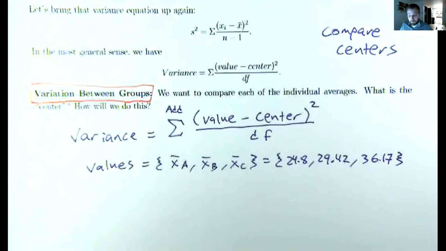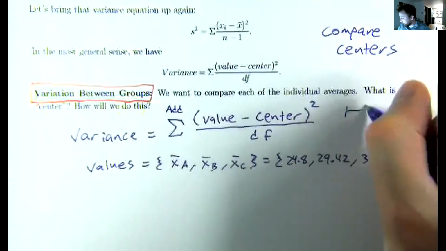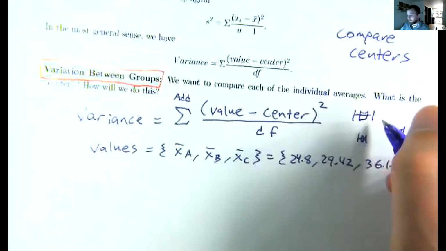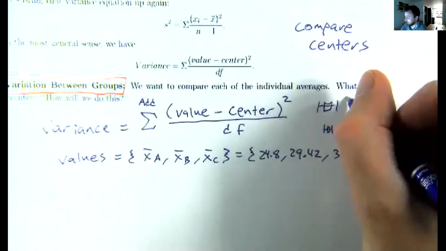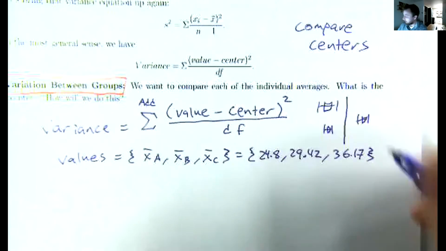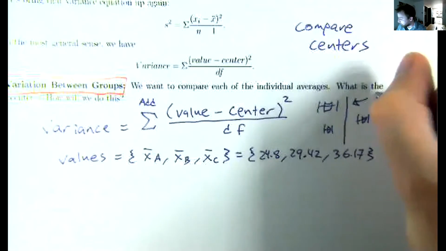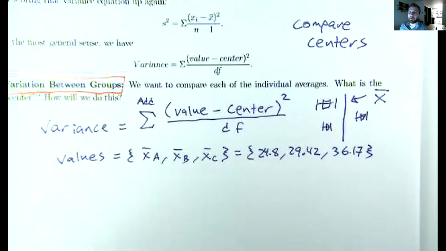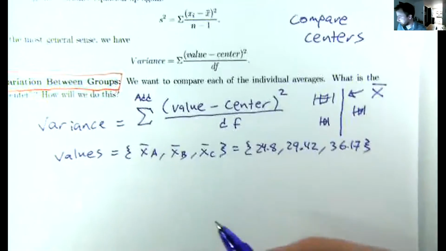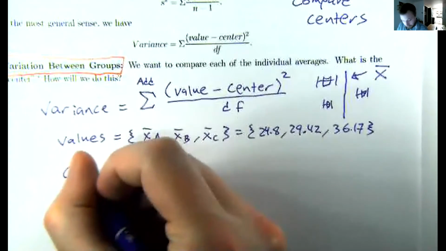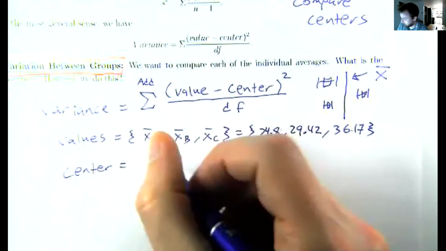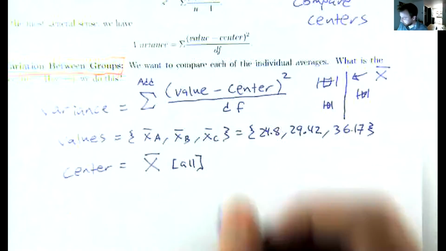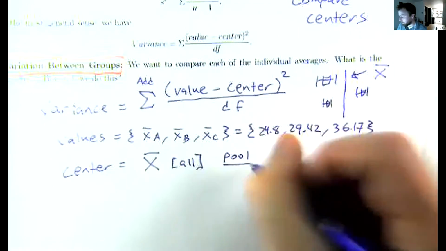I need something to compare these to. And when I was drawing these pictures, I had all these different centers that I was comparing. And the thing I wanted to compare them to was this line that went through everything. That line that went through everything was my capital X bar. It was the average of my values. In some ways, this is kind of the average of my averages. So for my center, I'm going to have my capital X bar. This is my average of all of those numbers. This is what happens if I pool together my data.